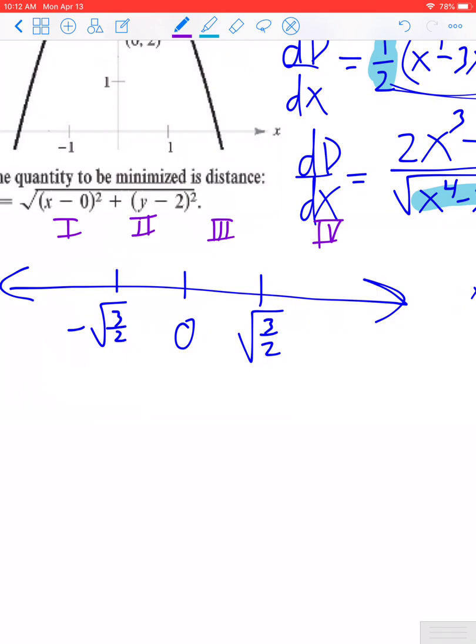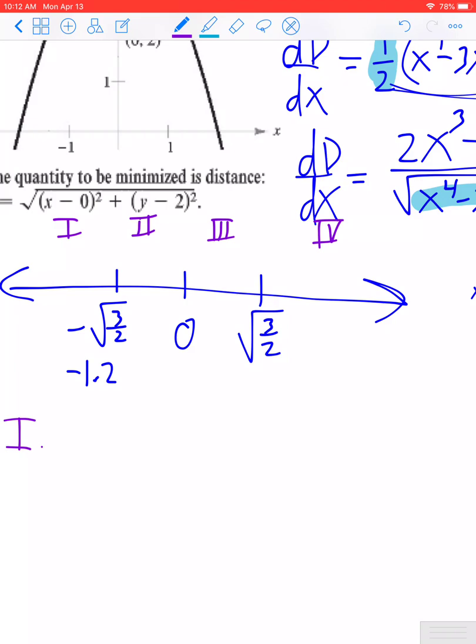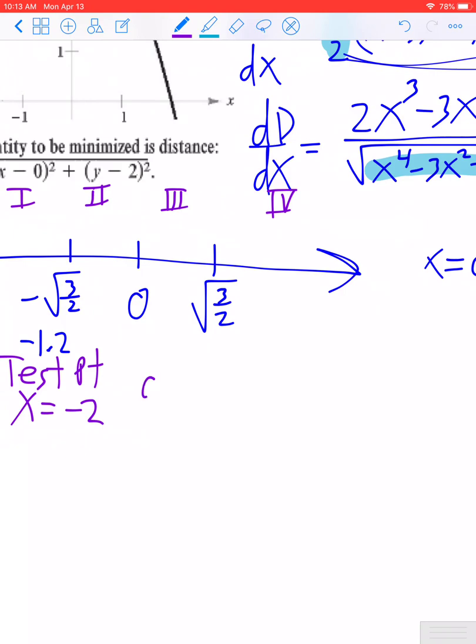In order to help me find the test points, we would probably want to know the value of those critical points. The square root of 3 over 2 is approximately 1.2, so this is about negative 1.2. So for example, that would let me know that a good test point I could use in region 1 would be the test point x equals negative 2. We would take and plug negative 2 into our derivative.